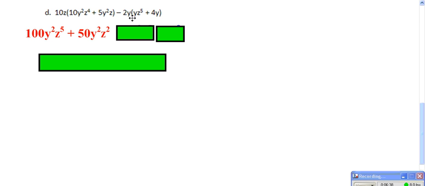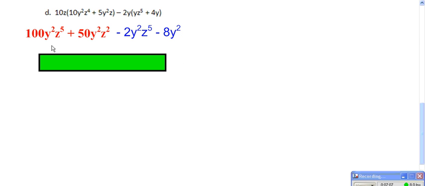Next, we distribute negative 2y into the following binomial. Negative 2y times yz to the fifth. We'd wind up with negative 2 y to the second z to the fifth. And finally, distribute negative 2y into positive 4y. We'd wind up at negative 8y to the second.